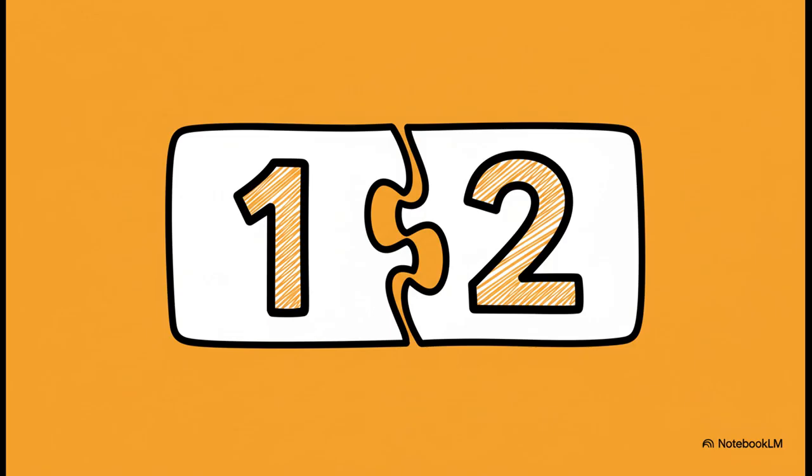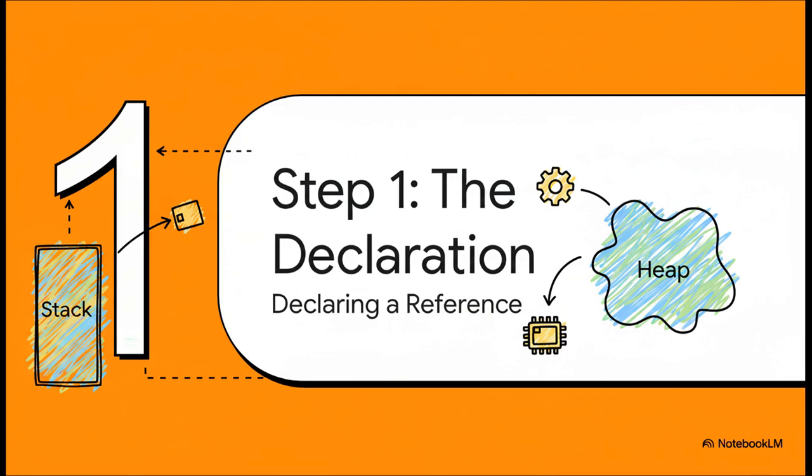So yeah, two steps baked into one line of code. The first part is declaration, and the second part is allocation and assignment. Once you start seeing these as two separate things instead of one, the whole picture of how Java memory works just snaps into place. It becomes so much clearer. Okay, let's break it down.